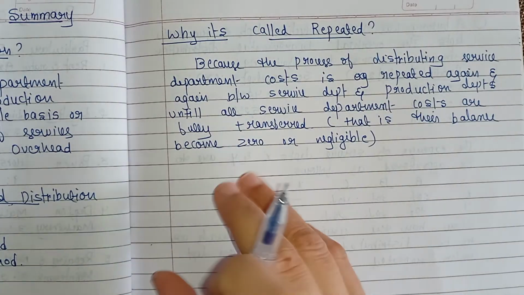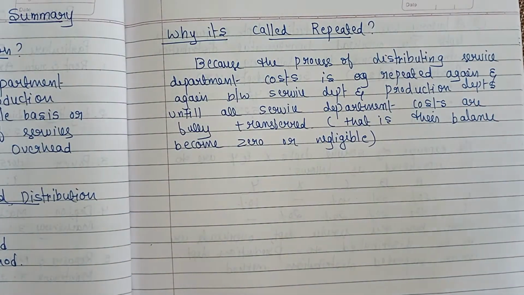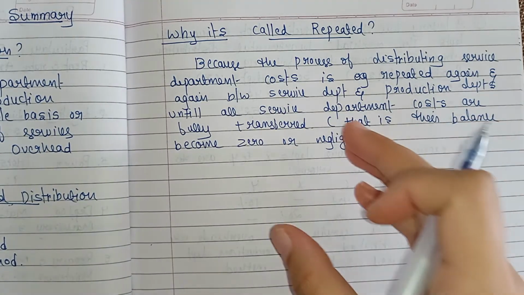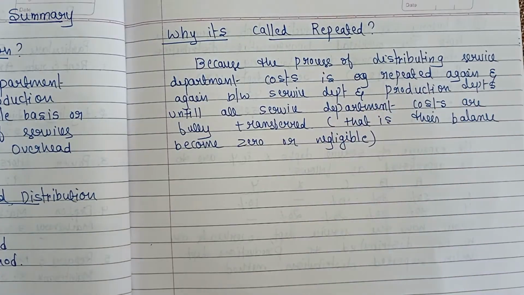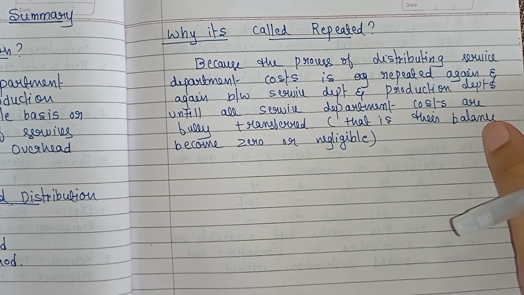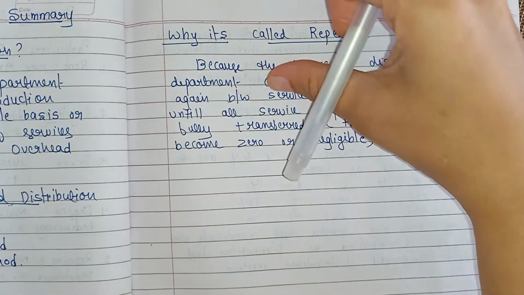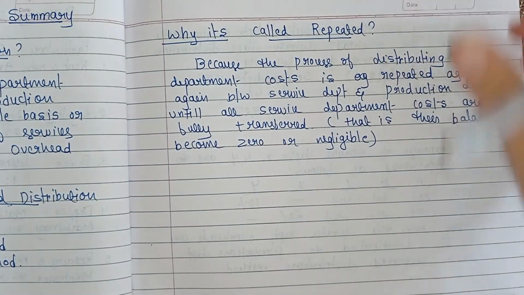Why is it called repeated? Service departments allocate their expenses to the production departments until their balance becomes zero or negligible. That's why we call this process the repeated distribution method. Clear? I will explain this repeated distribution method through one example.